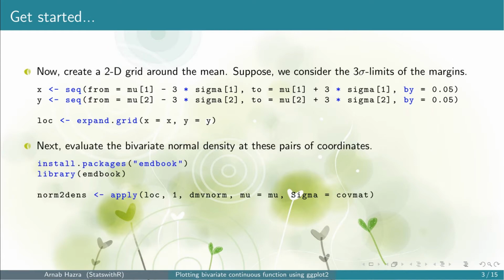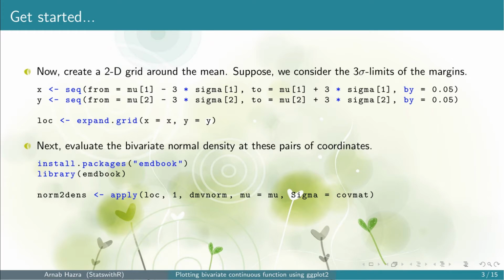Next, we need to calculate the values of the bivariate normal density at all these coordinates. So, we use the function dmvnorm from the package emdbook. To install this package, we use the functions install.packages and library. Then we use the function apply to evaluate dmvnorm over the rows of log. Each row of log is a coordinate. Because of the row-wise operations, we set the margin to be 1.